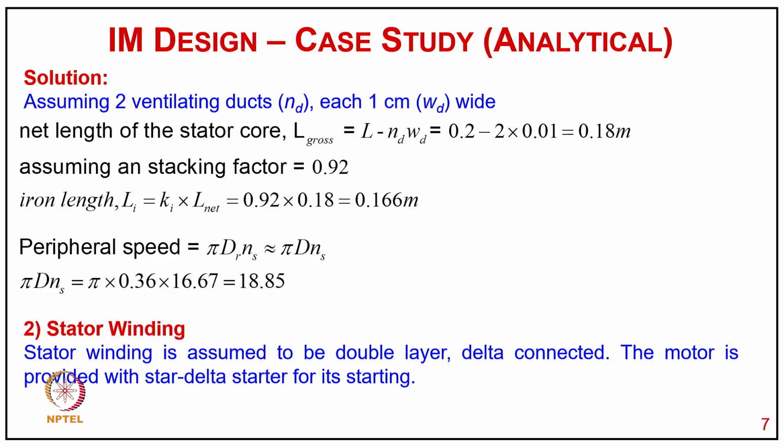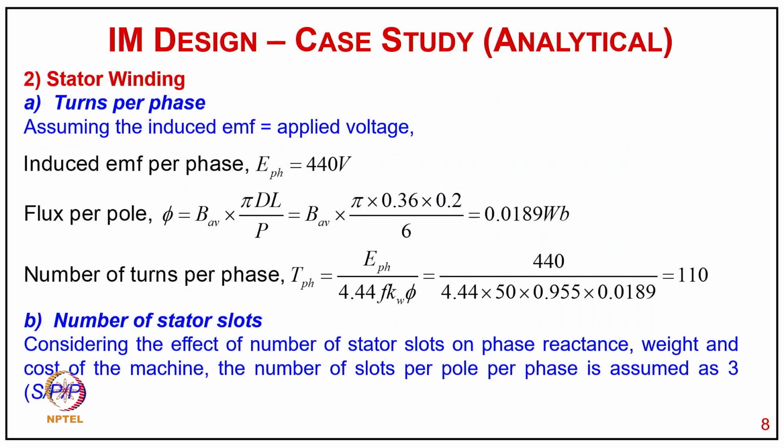So now coming to the design of the stator winding, we say the stator winding is assumed to be double layer, which I already mentioned, and the motor is delta connected. The motor is normally provided with a star delta starter, because of such a large rating, like the rating we have considered. So at starting we keep it in star, later on we convert into delta.